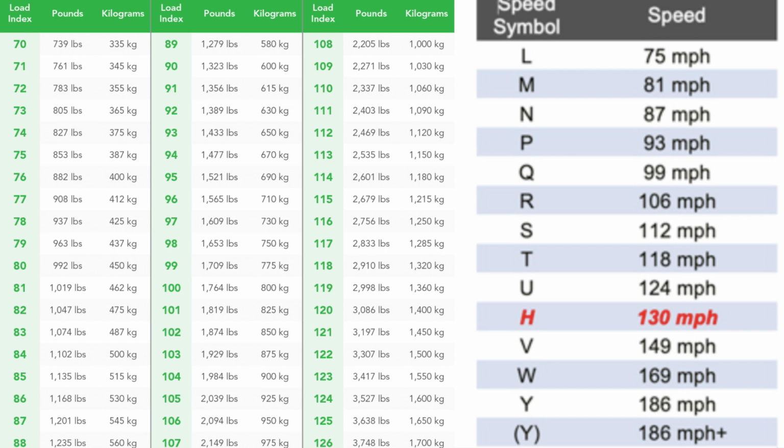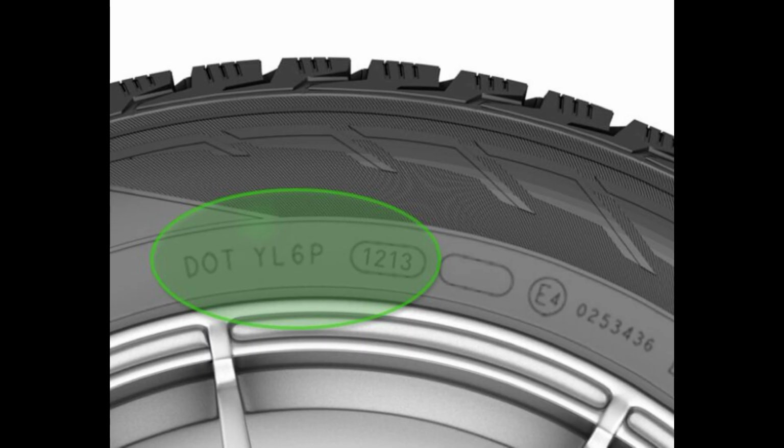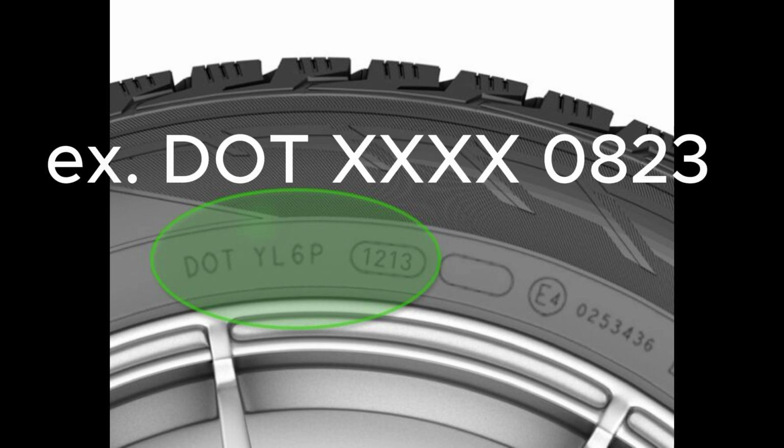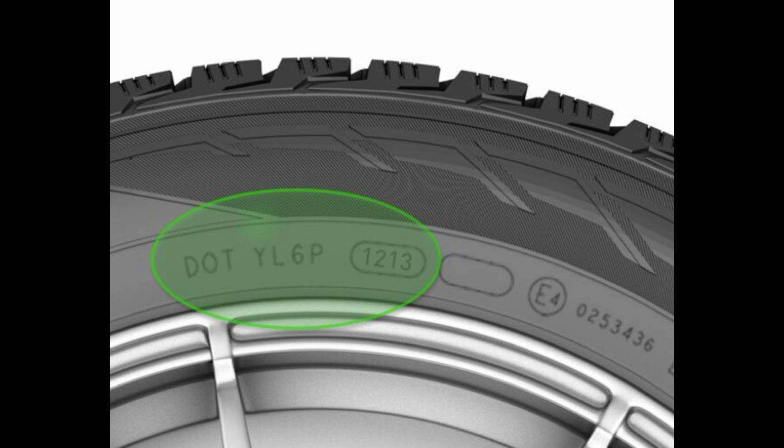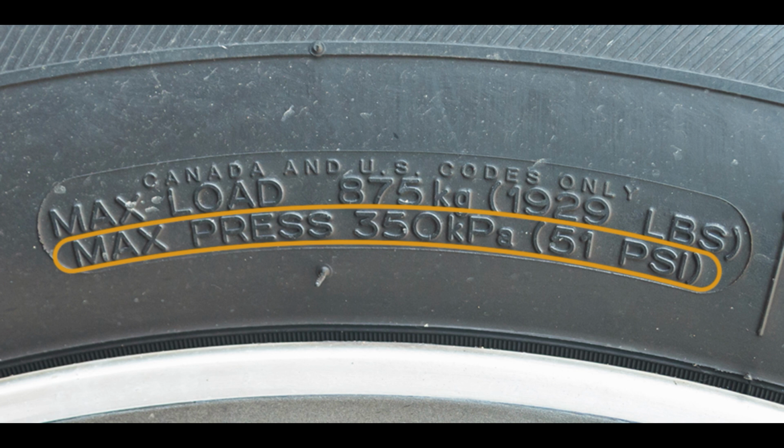You will also find your DOT number on your tire's sidewall. This will most likely not pertain to you, but the last four numbers are important, as it will tell you the week and year your tire was made. For example, if it says 0823, this would mean your tire was made in February of 2023. And it's usually recommended you change your tires if they're 6 years or older, just to be safe. You will also find the tire's PSI limit on the sidewall. Understand that the tires were not manufactured to exceed this PSI, and doing so is a risk.